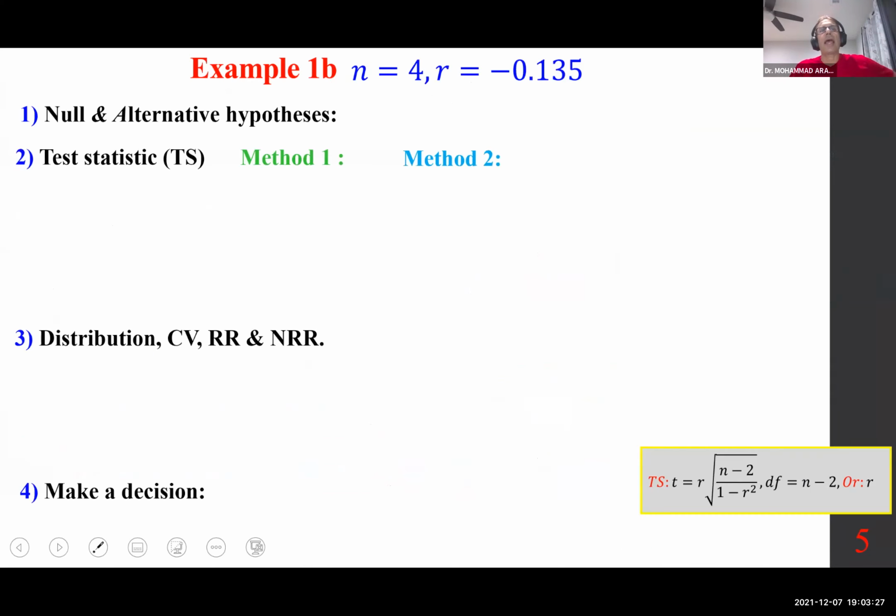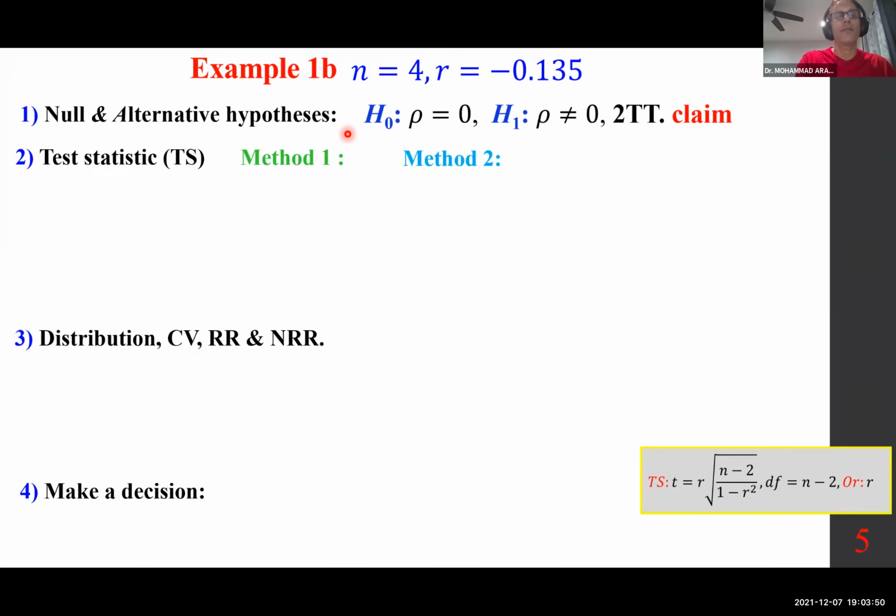The second part is asking for the test of hypothesis. Test of hypothesis has 4 parts: null and alternative hypotheses, test statistic, distribution, and make a decision. From the previous page, we have the value of n and lowercase r. Here's how the first step starts, which is universal: H0, rho equals 0. H1, rho is not equal to 0, which makes it a two-tailed test, and that is the claim.